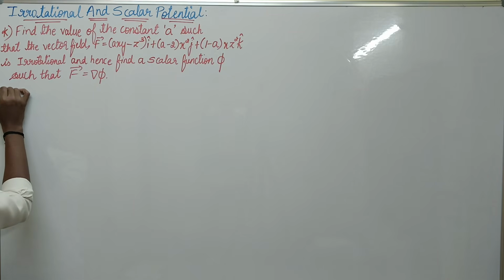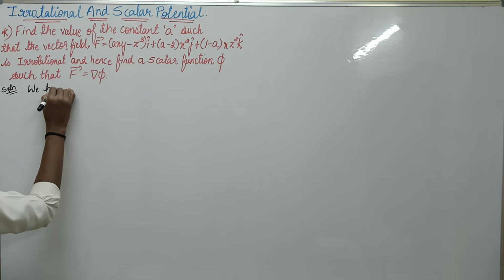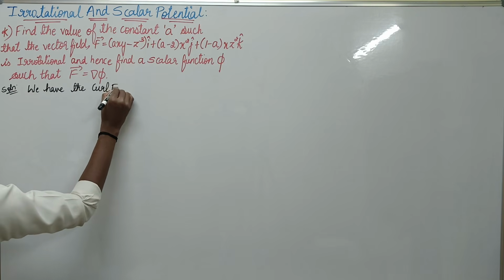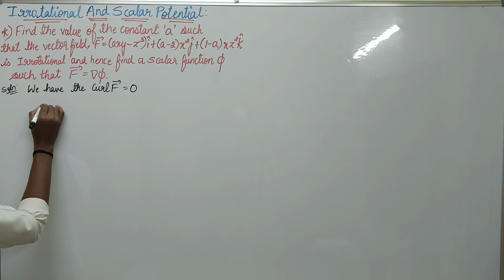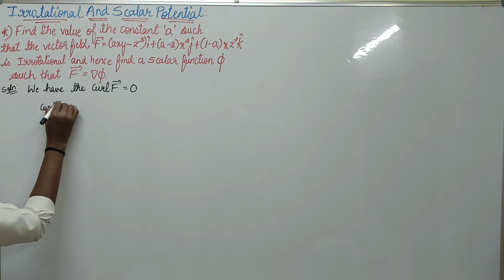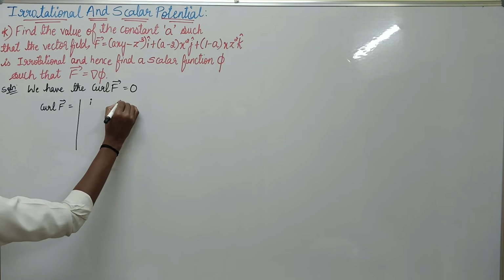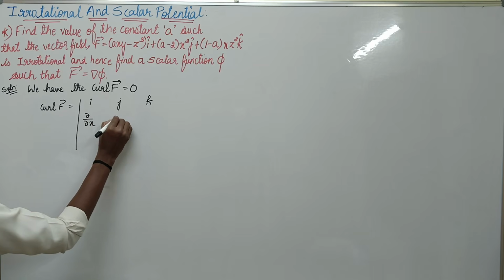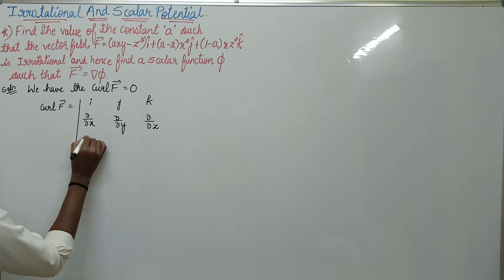To find irrotational, we have the curl vector f should be equal to 0 to get the irrotational condition. What does curl vector f represent? Curl vector f represents the determinant of i, j, k, then dou by dou x, dou by dou y, dou by dou z.